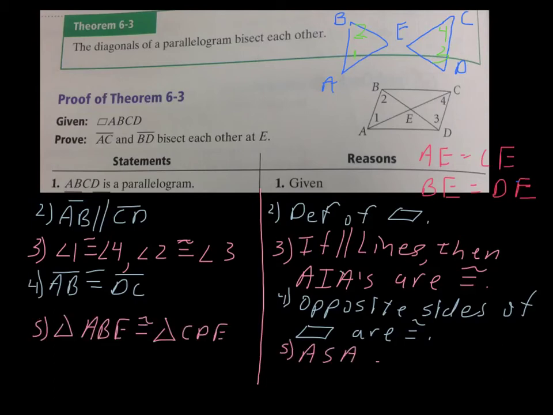Step 5, the two triangles are congruent by angle side angle. And since the triangles are congruent, we can say AE is congruent to CE, and BE is congruent to DE because of CPCTC. And then step 7, which I do not have room to write down, would be what you're trying to prove: segment AC and segment BD bisect each other at E because of definition of segment bisector.